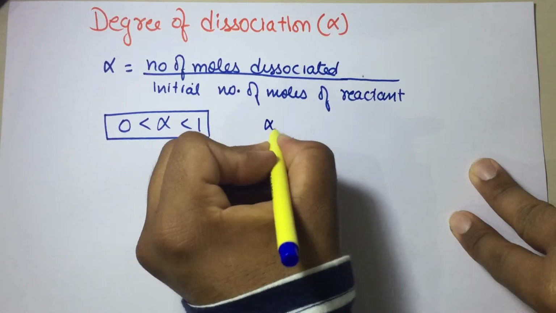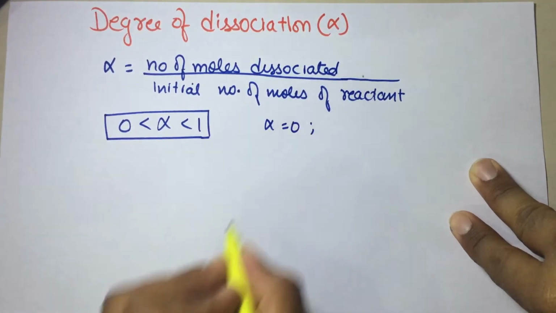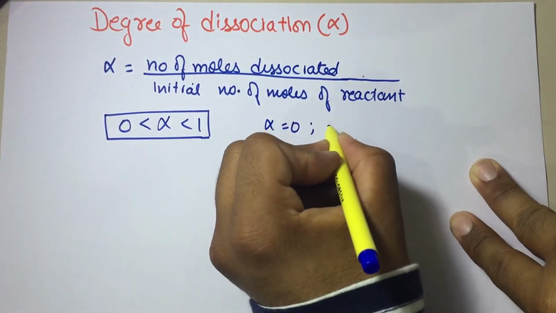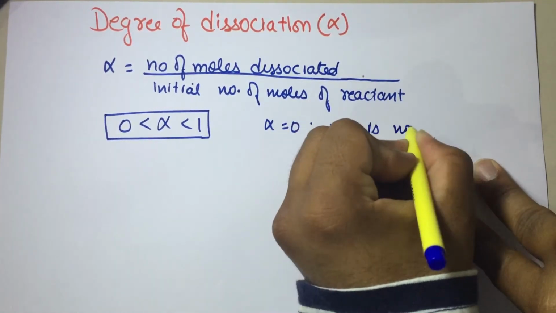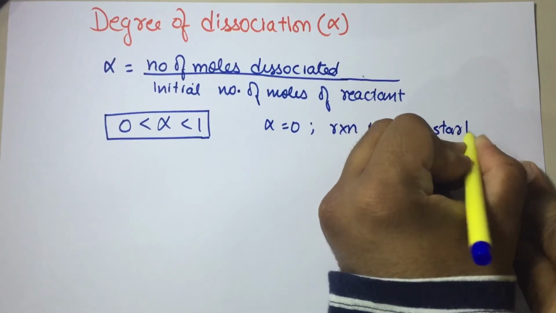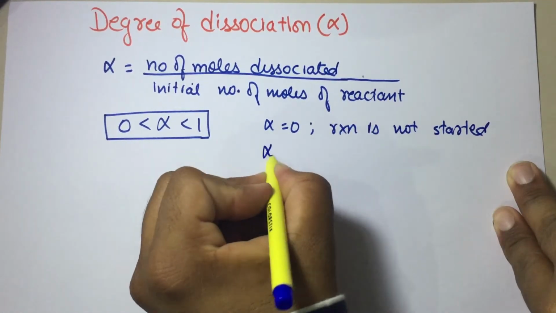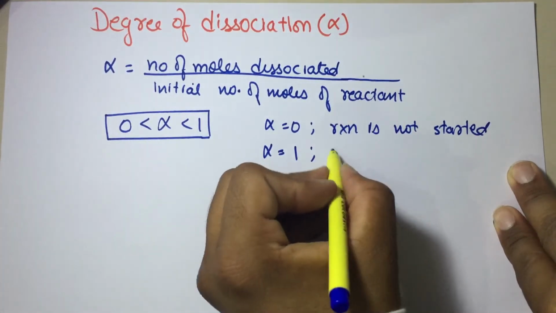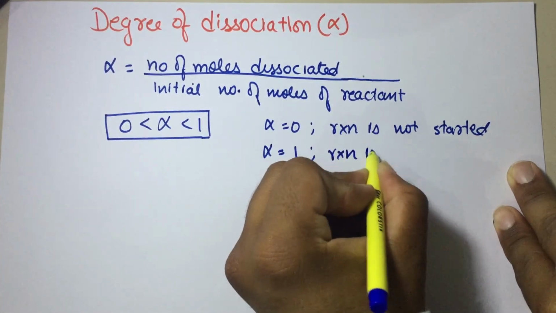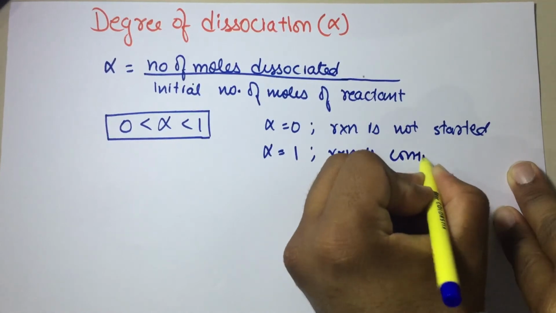So alpha lies between 0 and 1. If alpha is 0, that indicates the reaction has not started yet. And if alpha is equal to 1, that indicates the reaction is completed.